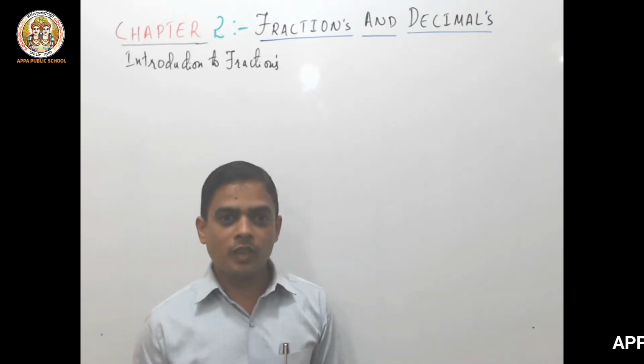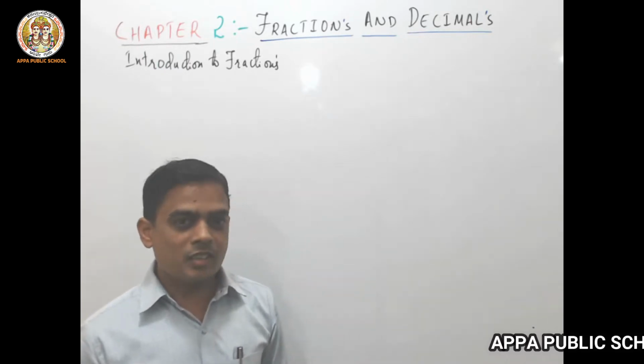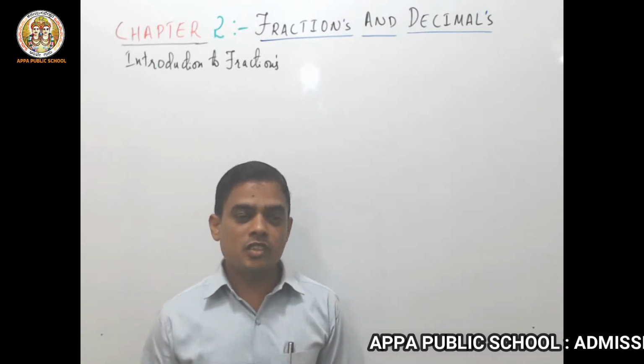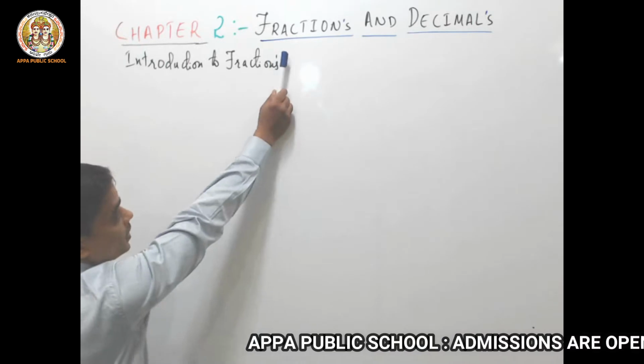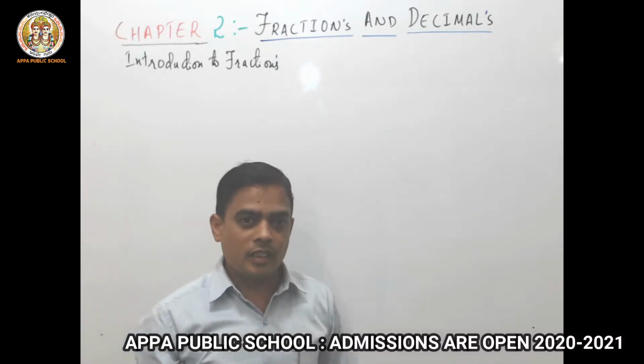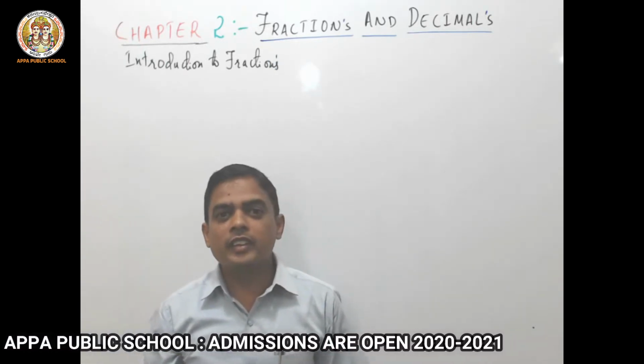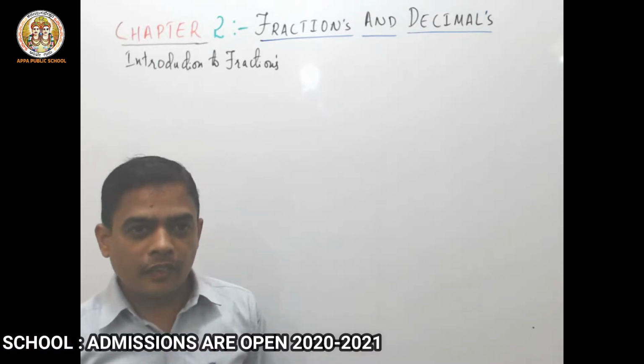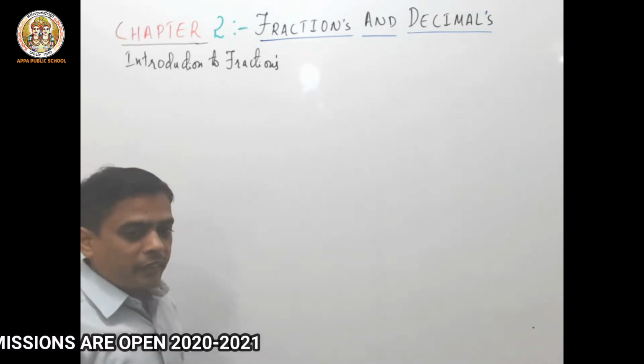I am taking a class for grade 7, that is chapter 2. Today I am going to discuss the second chapter of class grade 7, that is fractions and decimals. First I will give the introduction for what we mean by fraction. What do you mean by fraction?